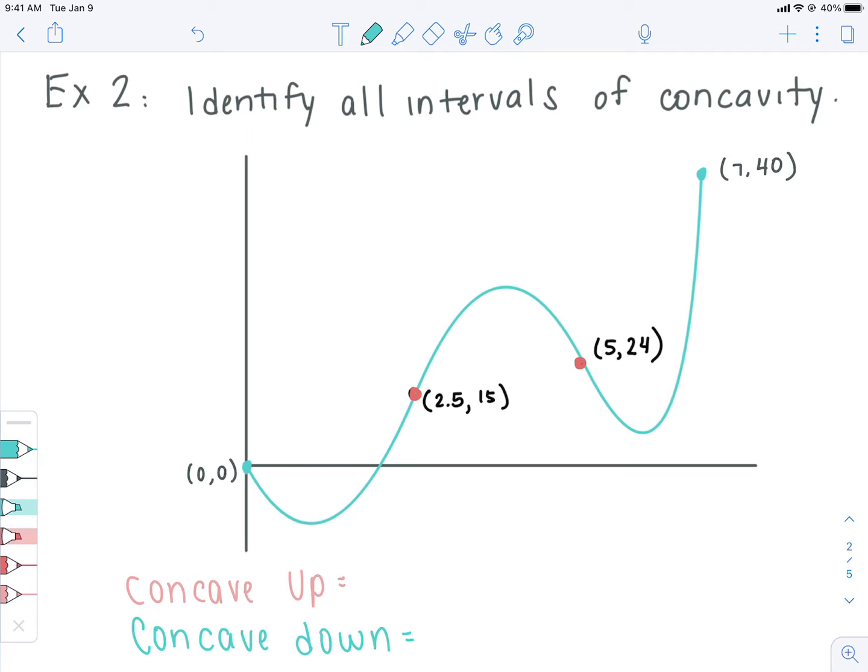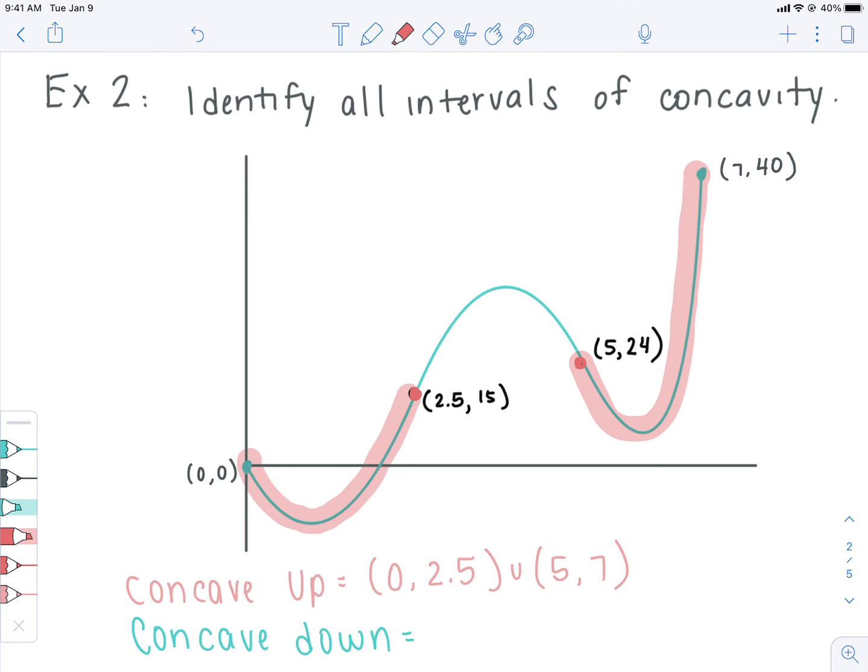What did you say for concave up? 0 to 2.5, and 5 to 7. Beautiful. From 0 to 2.5 and 5 to 7. Both of these pieces of the graph. And then concave down. There's only one interval of concave down in between those two, which goes from 2.5 to 5.